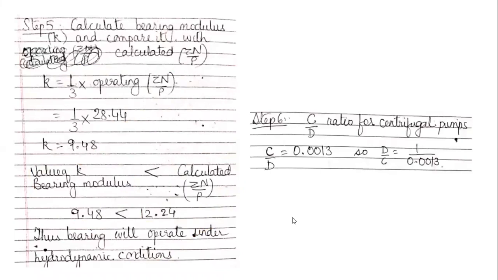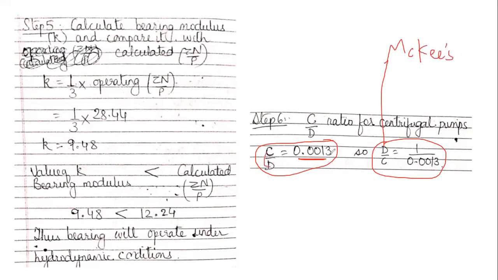Moving on, next step, we have to calculate the C by D, diametral clearance to journal diameter ratio. I have told you that for centrifugal pumps, we will always take the value as 0.013. तो D by C उल्टा, जो कि हमें इसकी वैल्यू मैकीज इक्वेशन में जरूरत पड़ेगी, we will require this value in Mackey's equation D by C. So since C by D is 0.013, तो उसका उल्टा D by C will be 1/0.013.